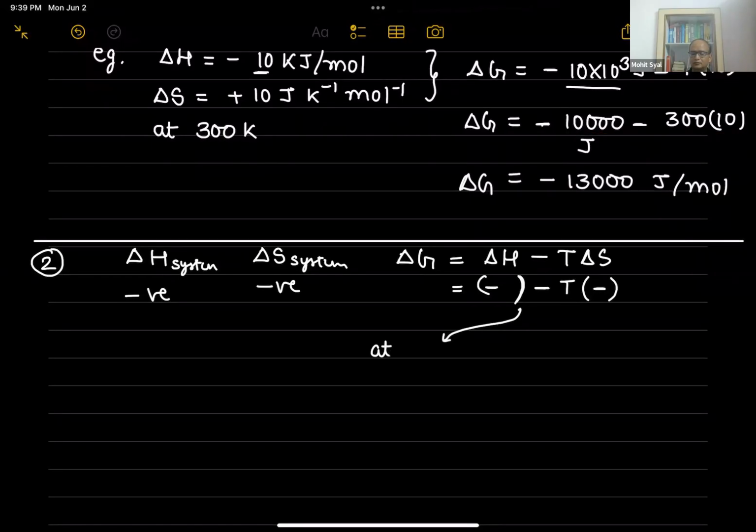If the temperature is very less, this term is going to be less because temperature is small, and minus minus is positive. So it is going to be like this. Negative delta H is going to be more than T delta S. This was negative and it was more. Delta G is negative. And the process is going to be spontaneous.